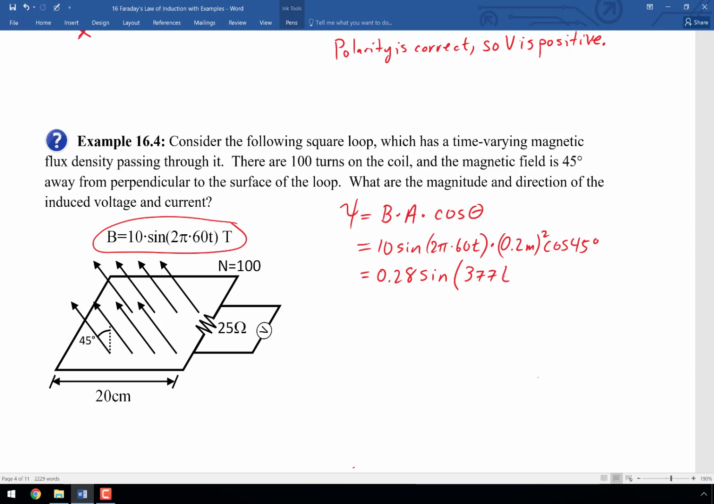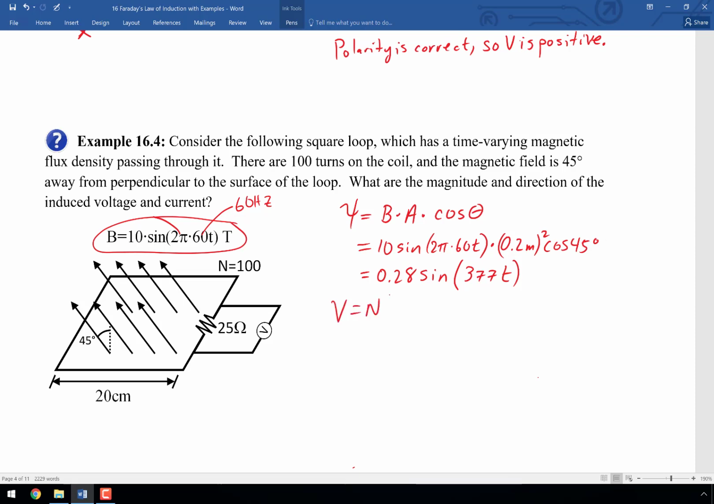So anytime that you see 377t, I want you to think, oh, that's a 60 hertz signal. Because when you have 60 hertz, that's 60 revolutions per second, and you have to multiply that by 2π radians per revolution. So sometimes it'll separate out the 2π, sometimes it won't. But the 377, you'll know, oh, that's 60 hertz. That's just the same electricity that would come out of the wall.